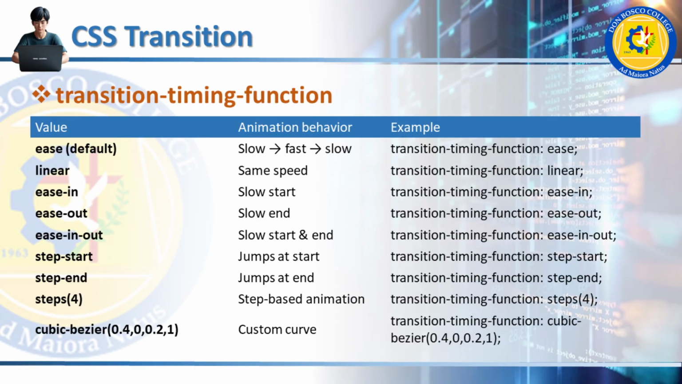Now, let us watch a demonstration of how transitions work using the hover pseudo class on a div element. This time, we will first use the all value, followed by a specific property. However, before we proceed, please make sure you understand the transition timing function property.